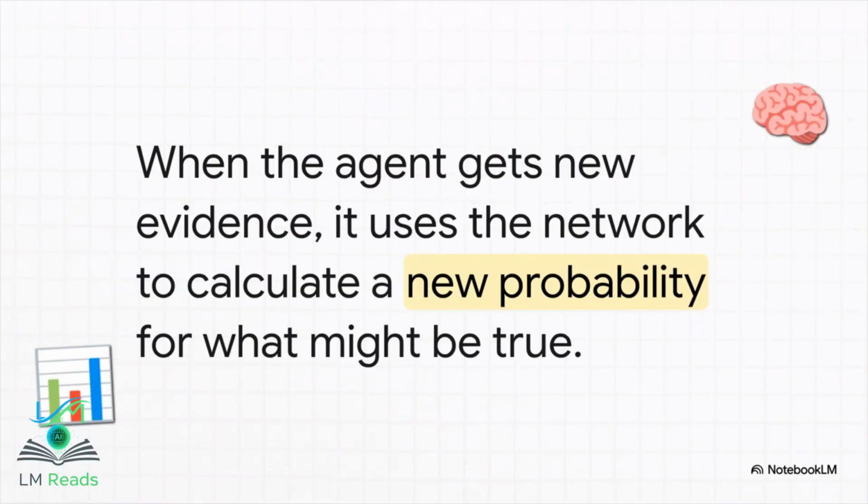And here is where it gets really powerful. When the agent gets new information, say a neighbor calls to say the alarm is ringing, it doesn't just jump to a conclusion. No, it feeds this evidence back into the network to calculate an updated belief, to ask, okay, now what's the new probability that a burglary has occurred?